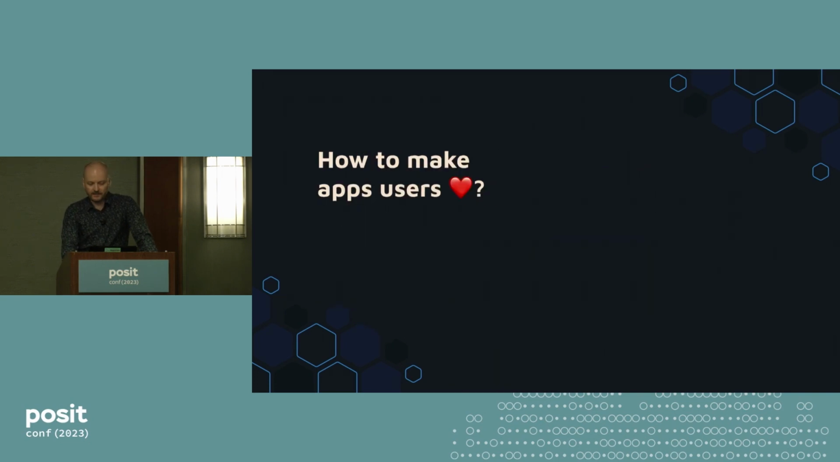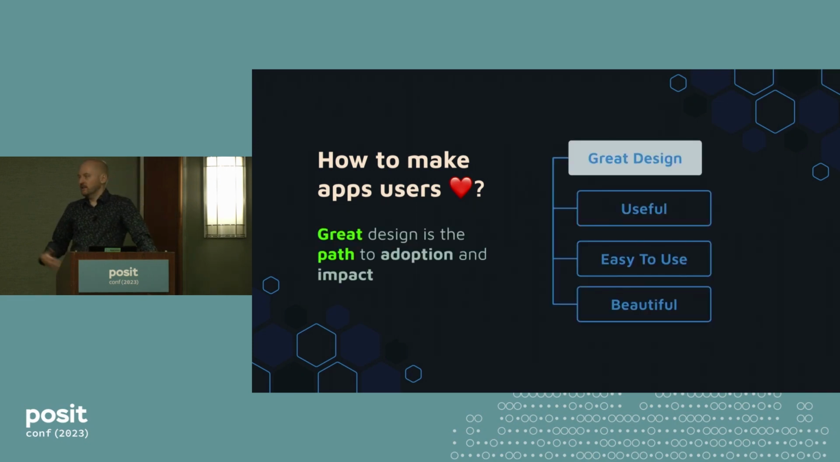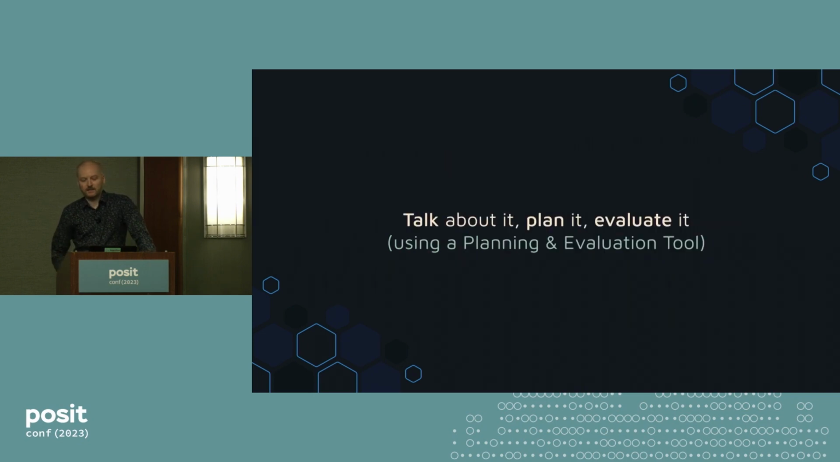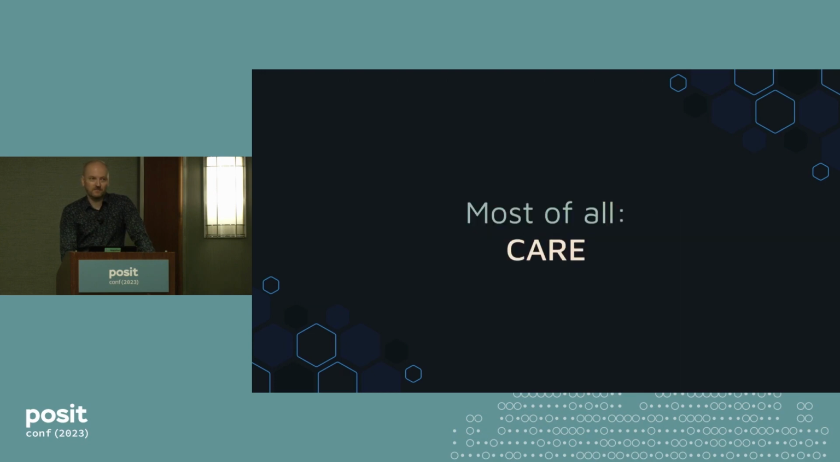So to summarize, how to make apps users love? Well, first of all, think about more than just beauty. Number 1, usefulness. Number 2, usability, making it easy to use. And finally, beautiful. And it helps to talk about it, to plan it, to be deliberate about this planning. And finally, to evaluate your progress so you can do it better next time. And most of all, just care about it.